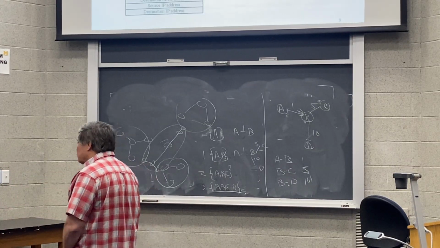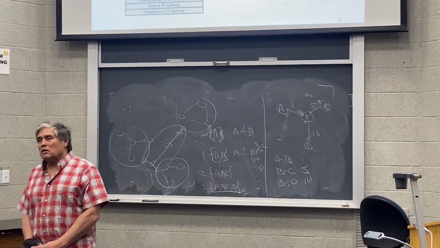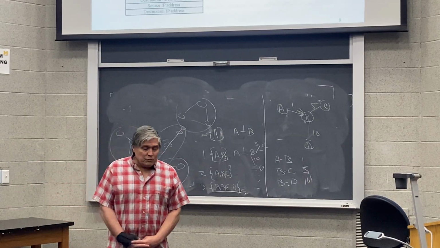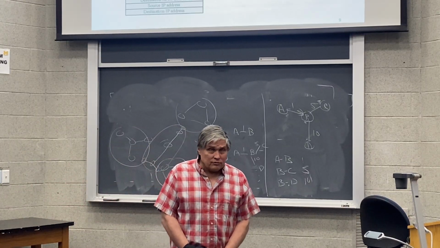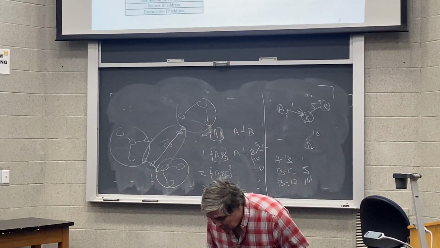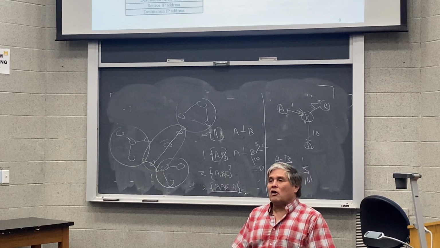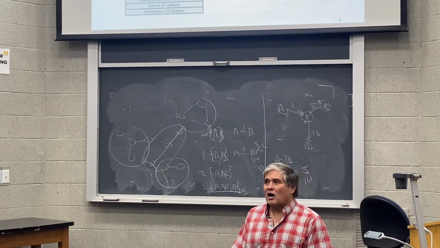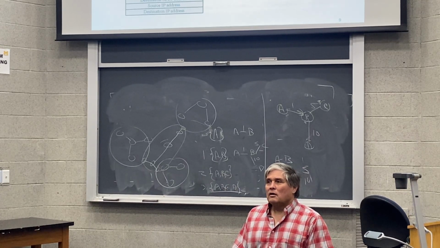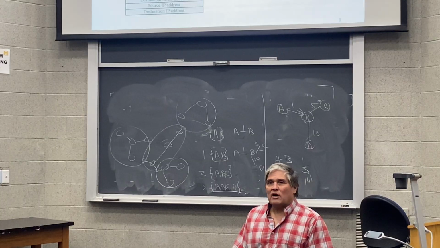Distance vector uses UDP port 520. I'm sorry, RIP. So RIP uses distance vector, that is UDP port 520, and in RIP, the cost is hop count. So each hop is counted as one, and the cost of a route is the number of hops.